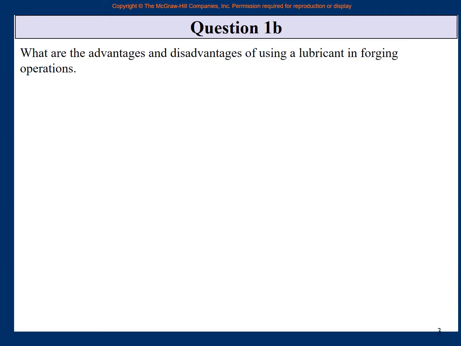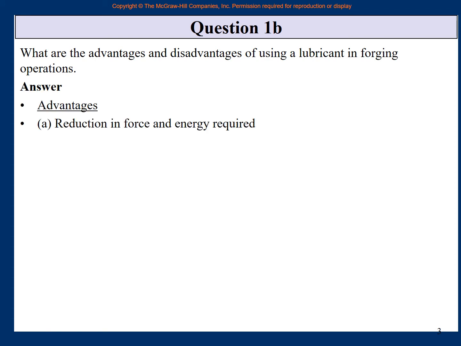Let us go to question 1b. What are the advantages and disadvantages of using a lubricant in forging operations? Right, so again, if you just think, you can give the answers, but let us see. Advantages first. Reduction in force and energy required, right? If you use a lubricant, then it will be easy to force it in forging, so you will reduce the force and the energy and the power required. One major thing.